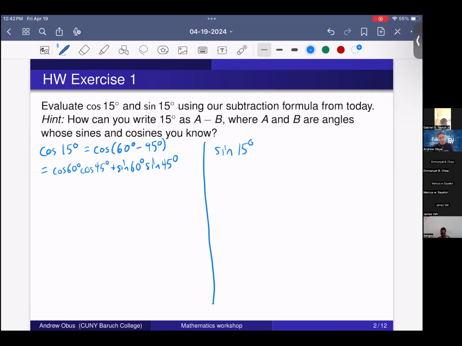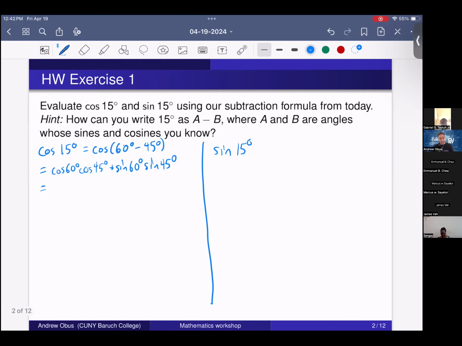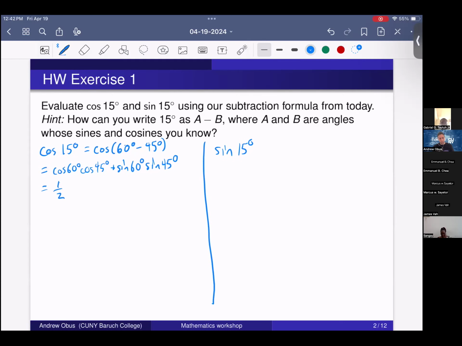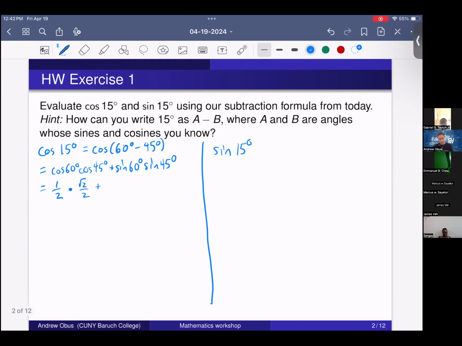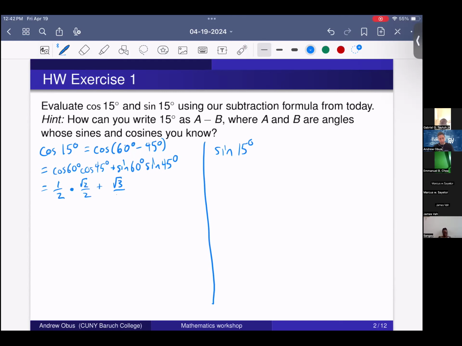And now these are quantities that we know, right? So what's cosine of 60 degrees? One over 2. Right, so 1 over 2, and then cosine 45. Root 2 over 2. Right, root 2 over 2, and then sine of 60. Careful, root 3 over 2. Right? Root 3 over 2, and sine of 45 is root 2 over 2, exactly the same as cosine of 45.